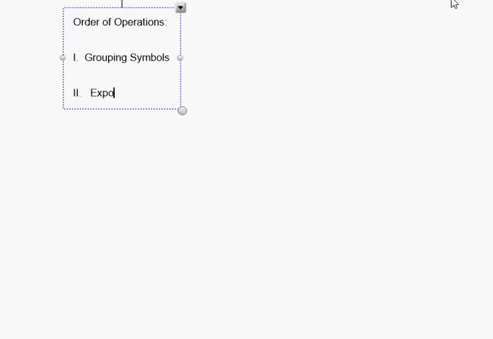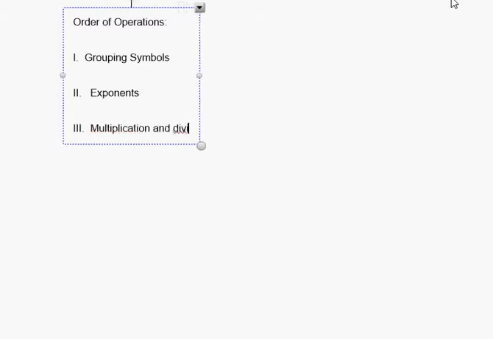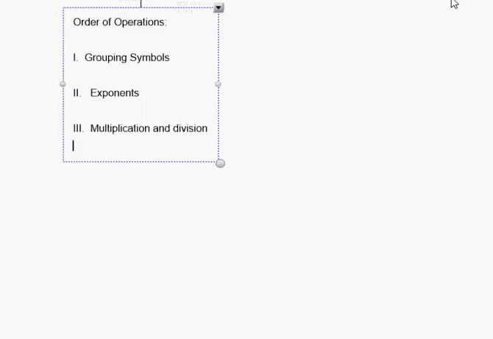Then the next level that's important is exponents. The third from the top level is multiplication and division. If two of these operations are in the problem, we work left to right. And the bottom level of importance is addition and subtraction. Order of operations, very important.